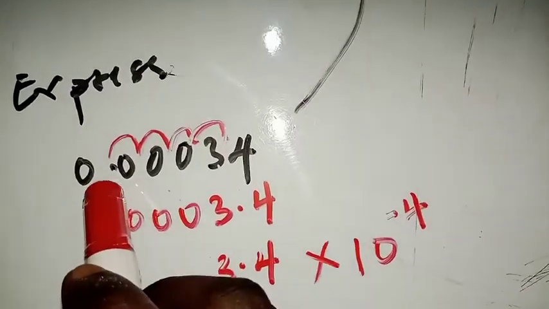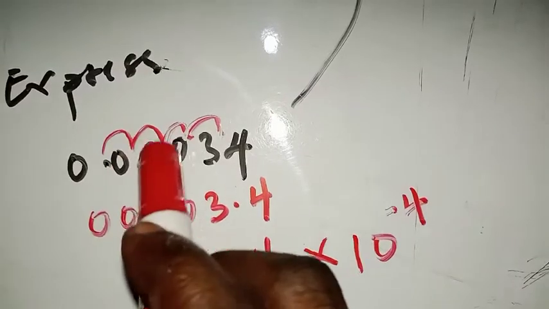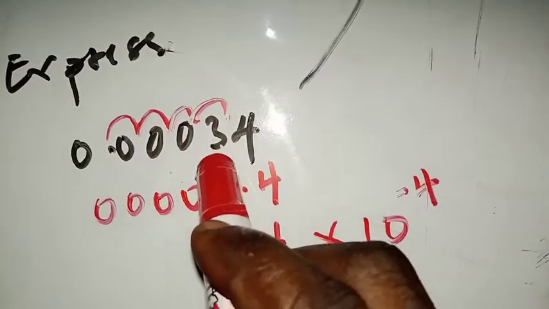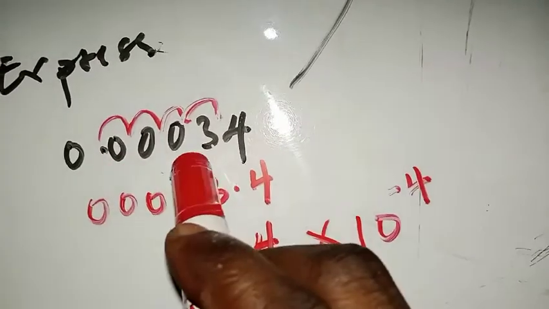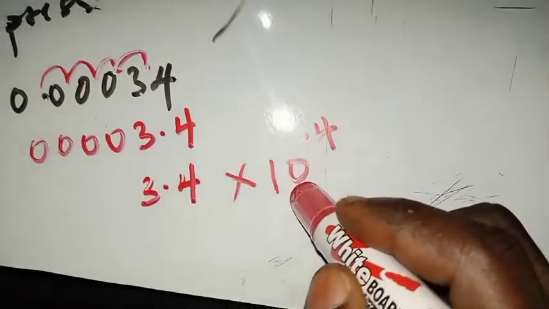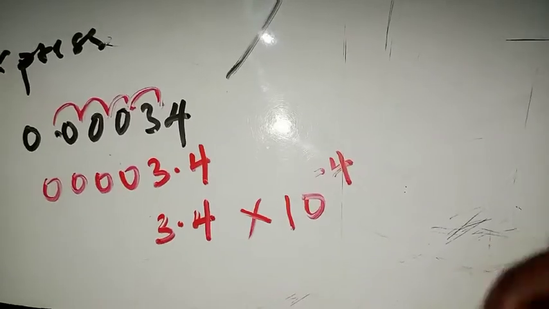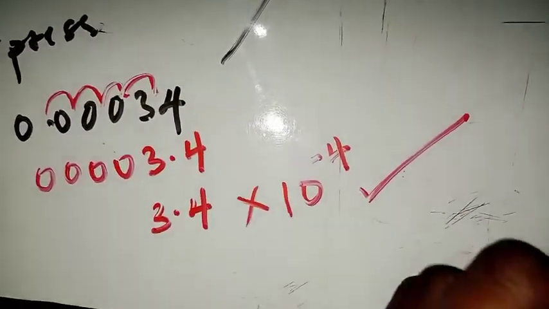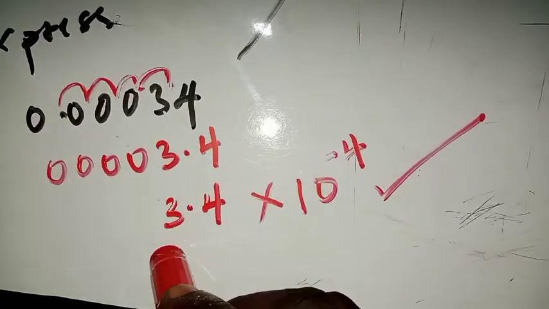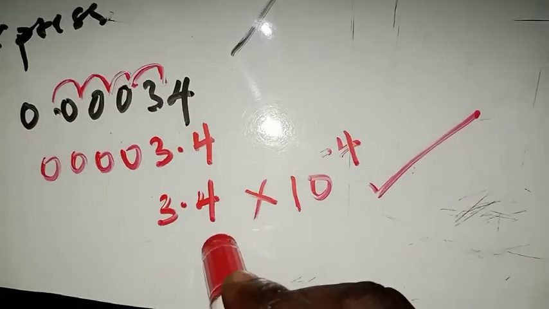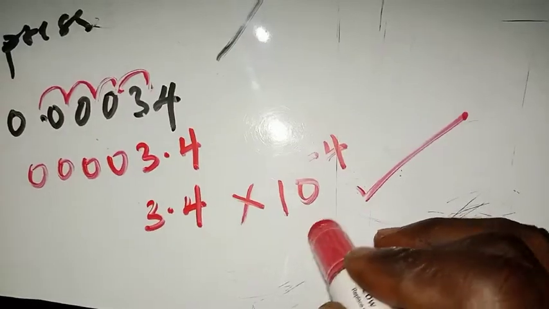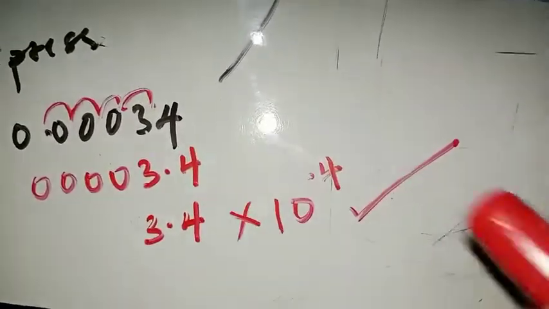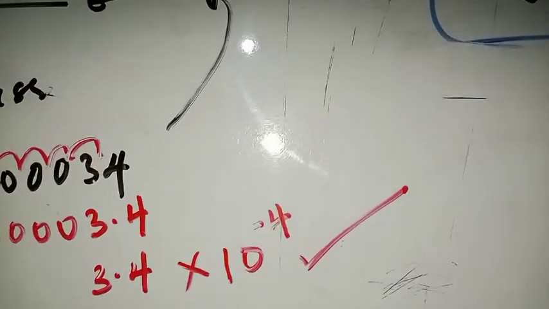So look at this. You move the point 4 times, because the point is before a number that is not 0. So once this happens, the exponent of the 10 is going to be negative. For sure, this is in standard form. The reason is that the number before the multiplication sign is between 1 and 10. So 3.4 is between 1 and 10, and then multiplied by 10 raised to the power of an integer, which is negative 4. So perfect. Now, what about the next question?